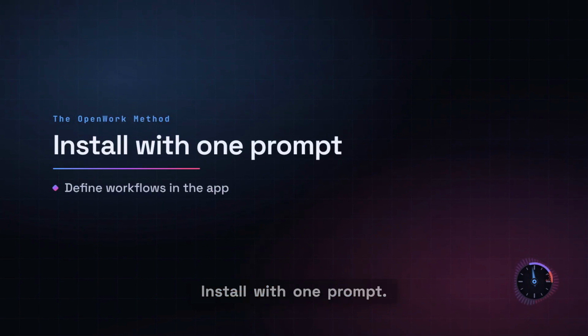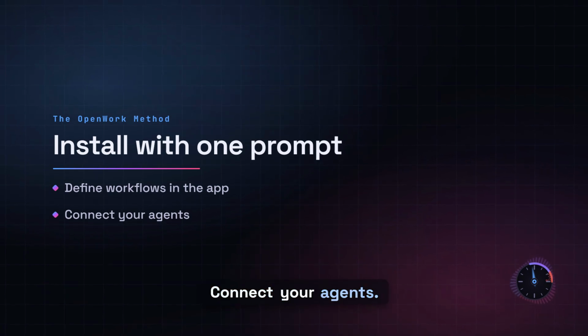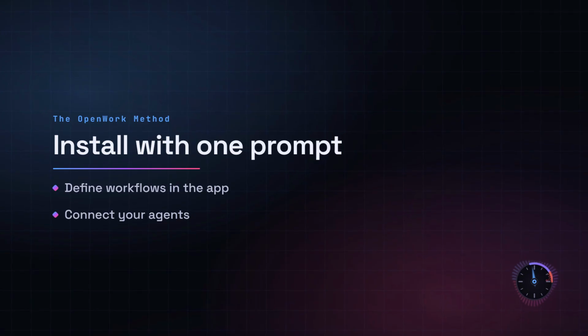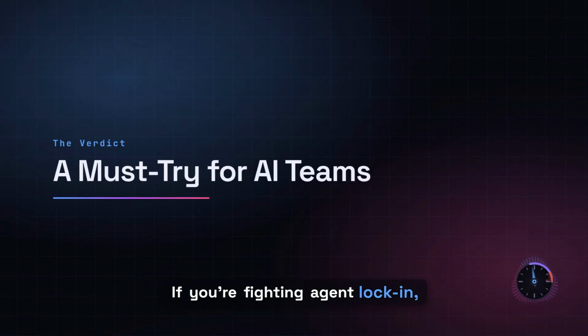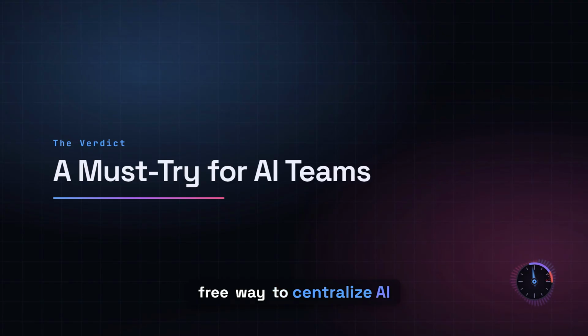Install with one prompt. Define workflows in the app. Connect your agents. Run everywhere. If you're fighting agent lock-in, switch to OpenWork. It's a powerful, free way to centralize AI development.